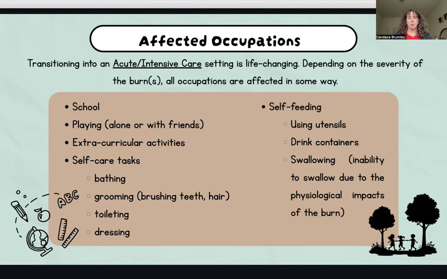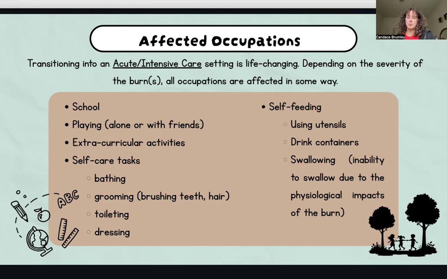These are some affected occupations: school, of course, playing, extracurricular activities, self-care tasks, self-feeding. Not only may their range of motion and movement in general be affected because of the burn, they may not be able to swallow due to a physiological impact from the burn. They may have scarring that is impacting their range of motion, and they may also have contractures that are interfering with their ability to open and close their hand or extend their leg fully, flex their leg fully.